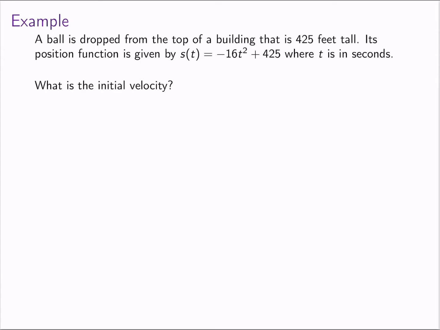All right, a new question. What is the initial velocity? Well, initial means at the beginning time. So this is saying what is velocity when t is 0. So we need v of 0. That will be negative 32 times 0, so 0 feet per second.